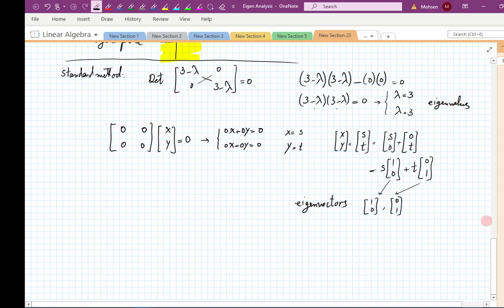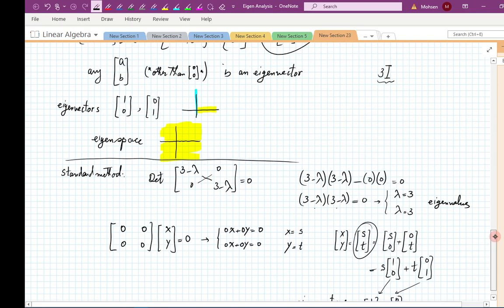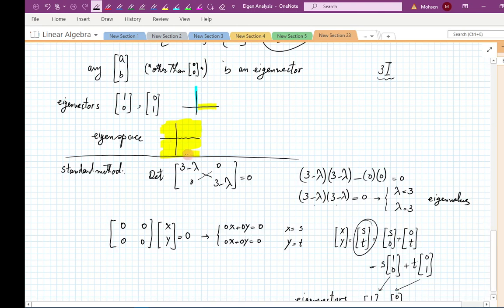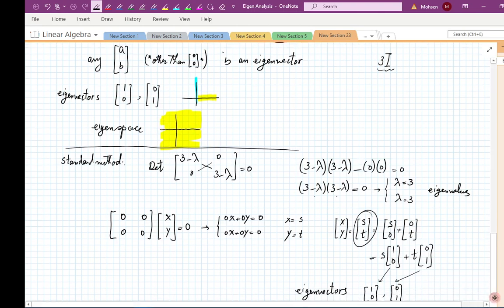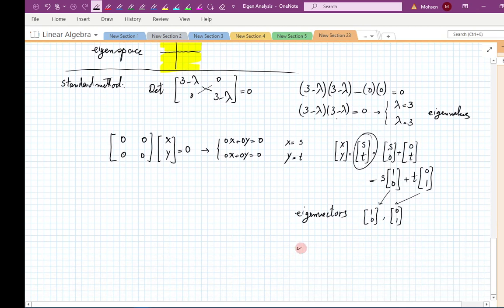And how about my eigenspace? Well, eigenspace, all these possible s's and t's, all of them. What is that? Well, it's just R2, it's the entire page. So eigenspace is, you can write it R2, you can write it set S and T arbitrary, or many other ways of referring to it.